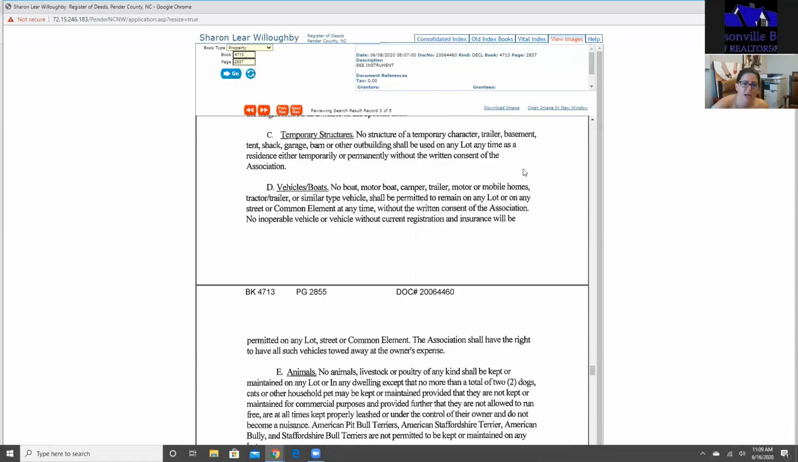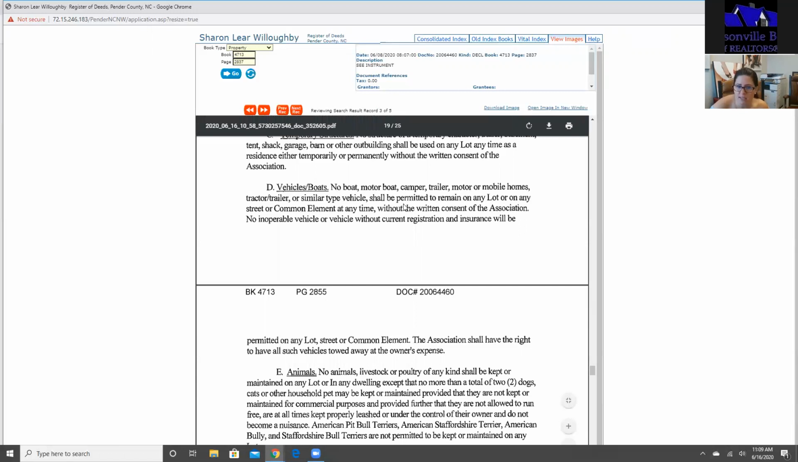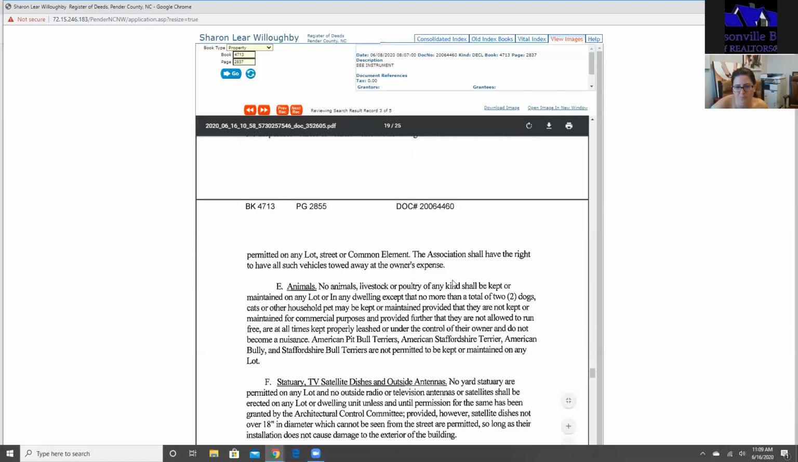So if your people have an RV and a boat and all kinds of stuff, this is going to be very important for them to contact the HOA ahead of time and make sure that that's okay.